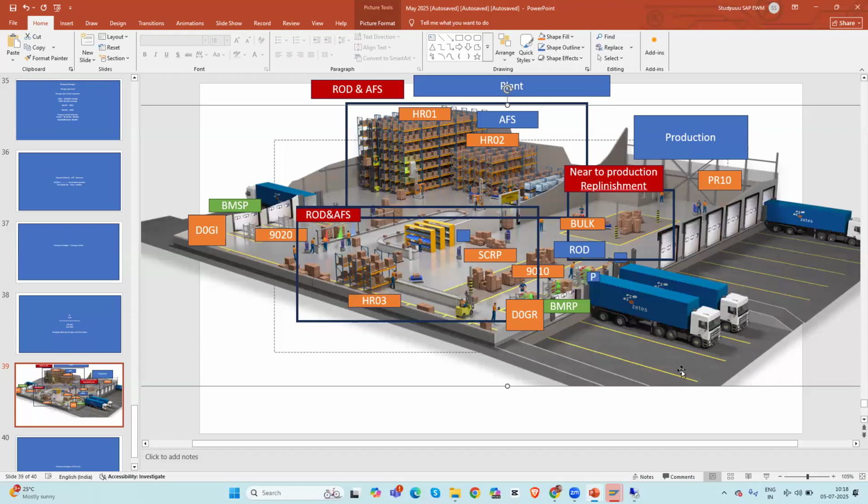You get the stock and store it there, and if you want to use the stock, you use it. That's it. Same behavior for HR02, HR03, SCRP, and bulk. The requirement is there in the respective storage type and you keep it. It is not an intermediate storage type. All the storage types I am telling you about are final destination storage types only. Now let's come to the point.